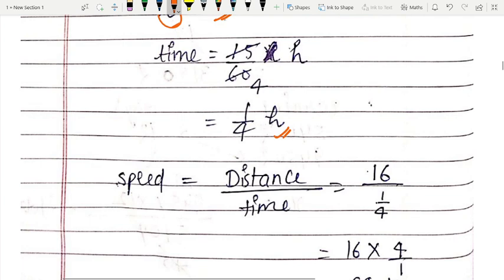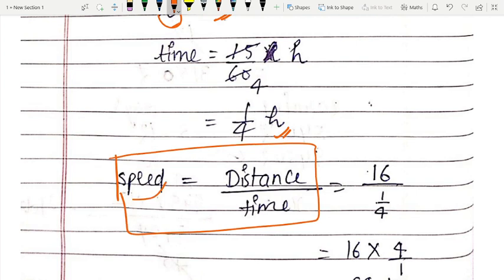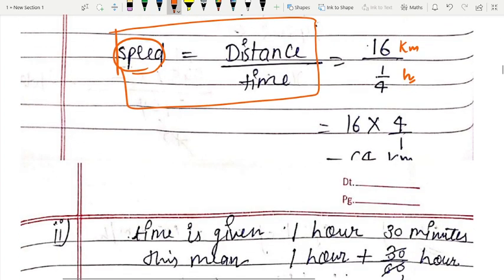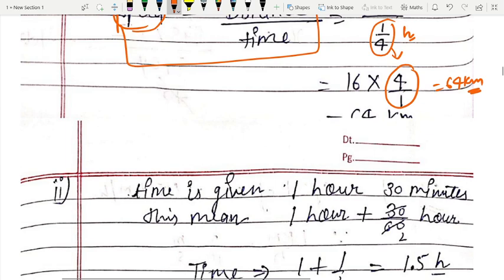Now we know the speed formula. You just write it down here, because we need speed in kilometers per hour: 16 kilometers and 1 upon 4 hour. Since 1 by 4 is dividing 16, we have taken the reciprocal. This one is the reciprocal of 1 upon 4. So 4 upon 1 will be the reciprocal and the answer will be 64 kilometers per hour. After that, the second part.